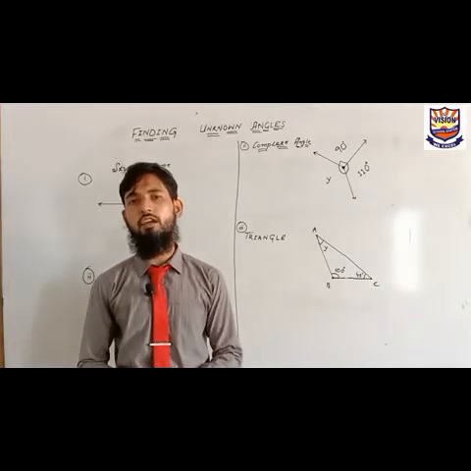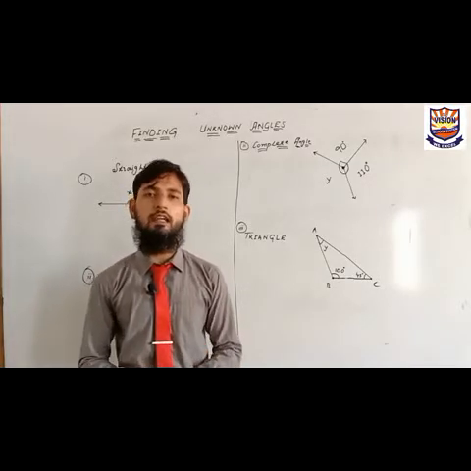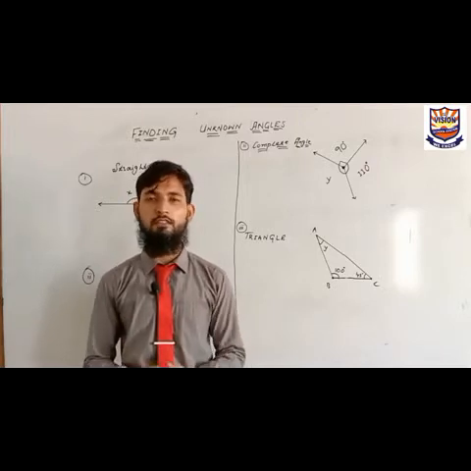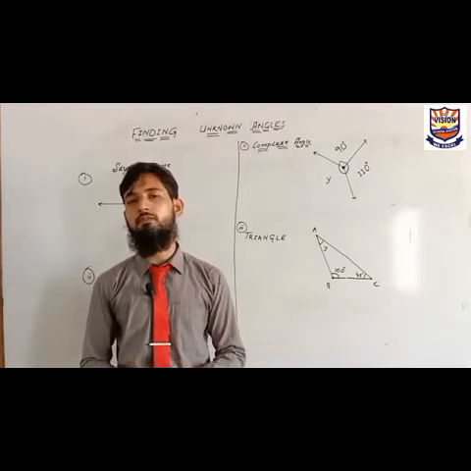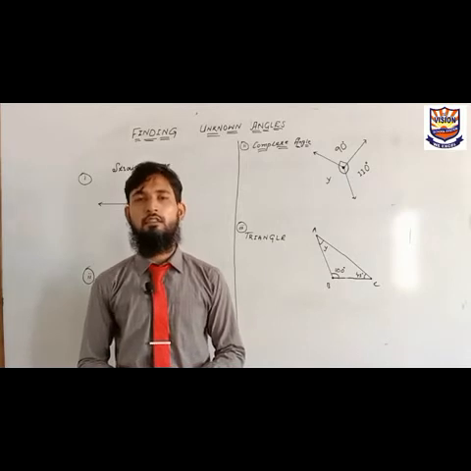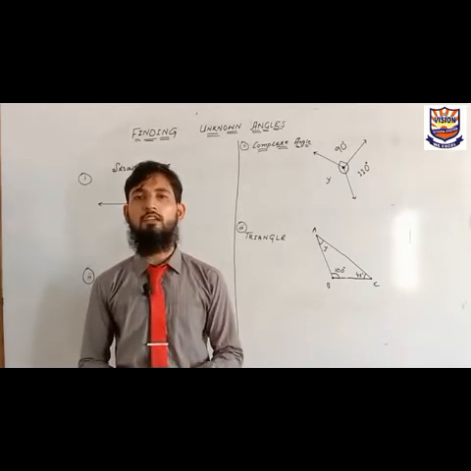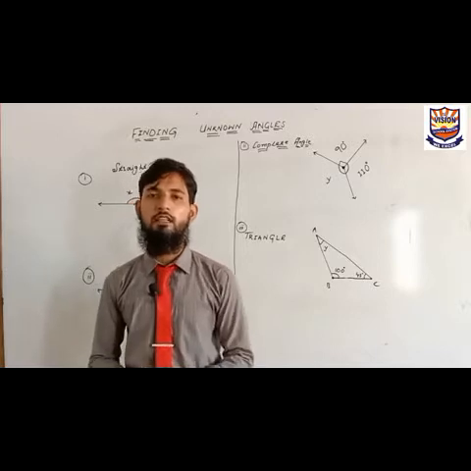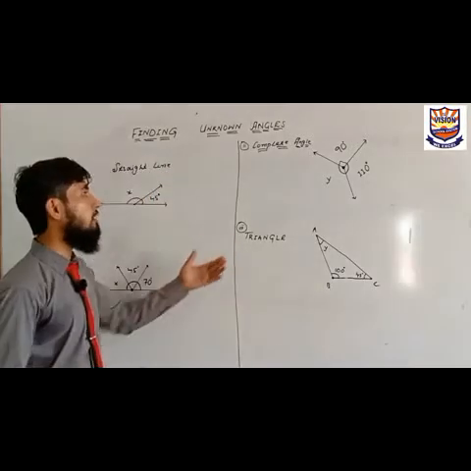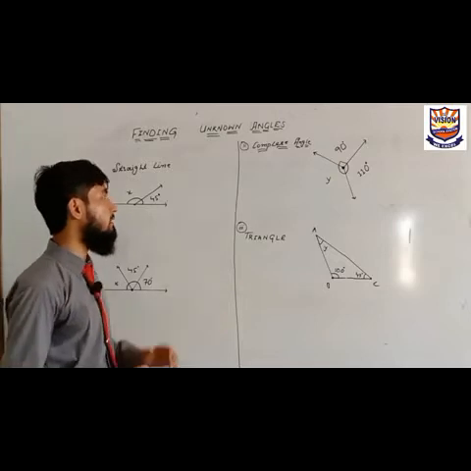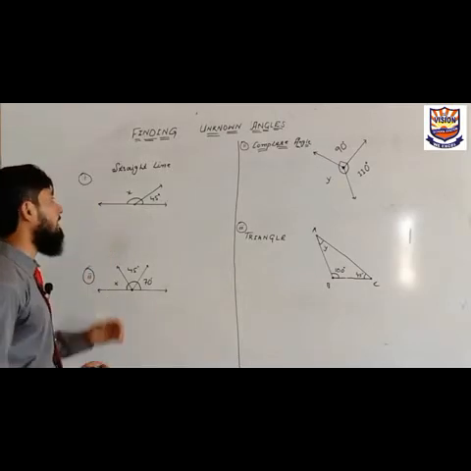In the previous video we started the second chapter, angles in geometric figures. We discussed some types of angles and some types of figures. Now in this video we are going to find unknown angles on a straight line, at a point, and in a triangle. So let's start with the straight line.